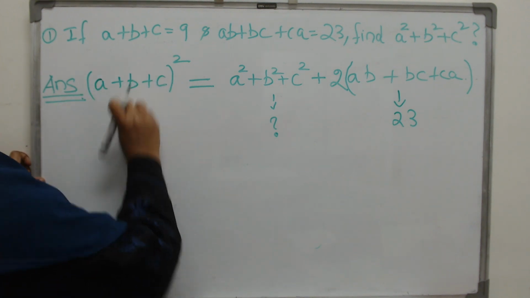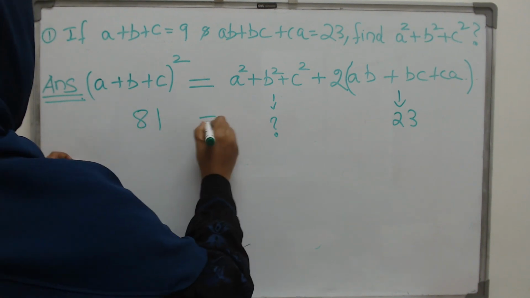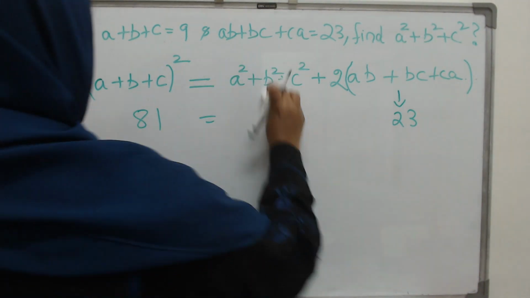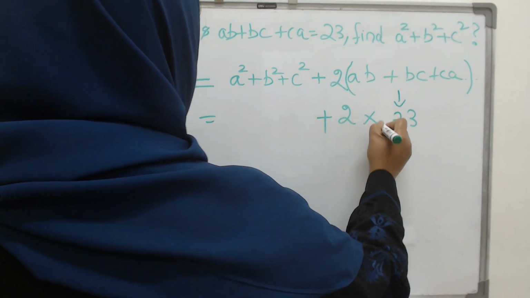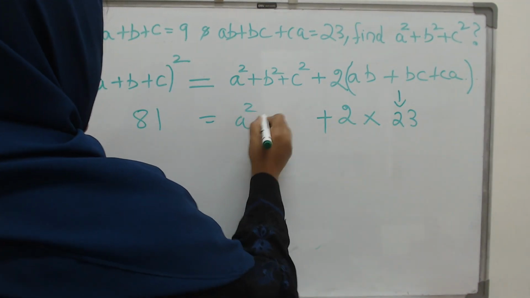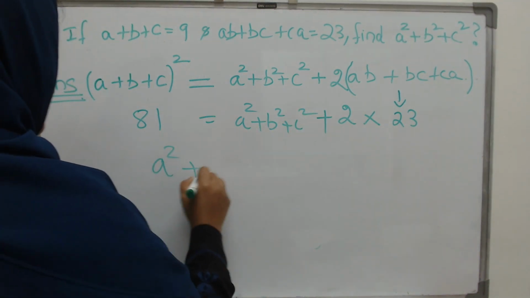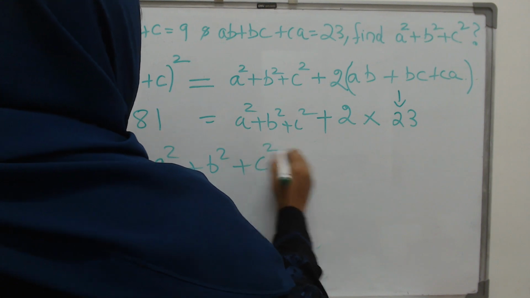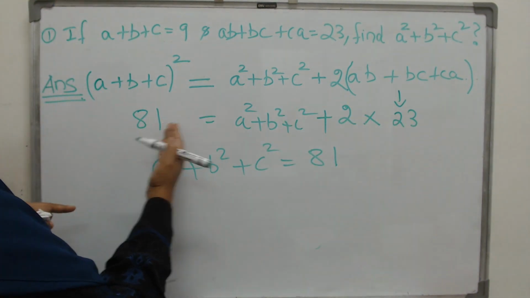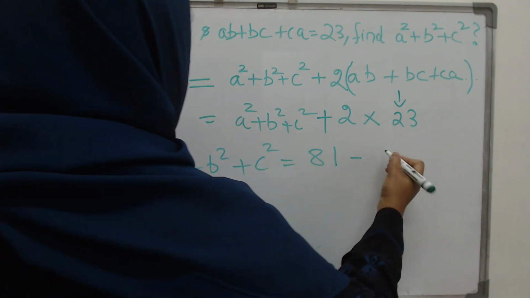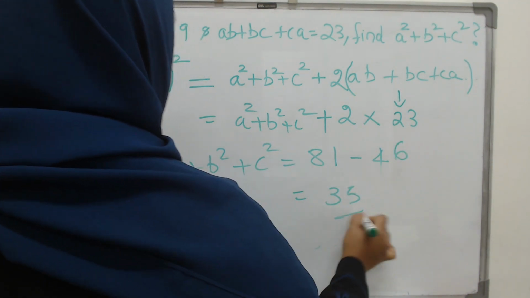Now I know that A plus B plus C is 9, 9 square is 81, and this I don't know what it is. And this I know, 2 into 23. So that means A square plus B square plus C square is what I want, and that will be equal to what? Keep 81 where it is and take this to the LHS. That is minus 46. That is 35, your answer.